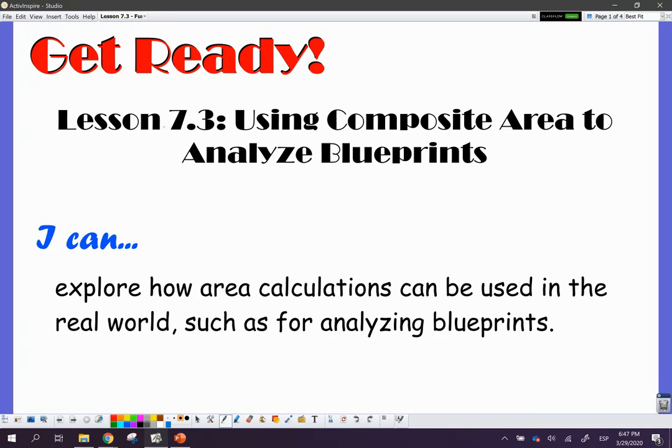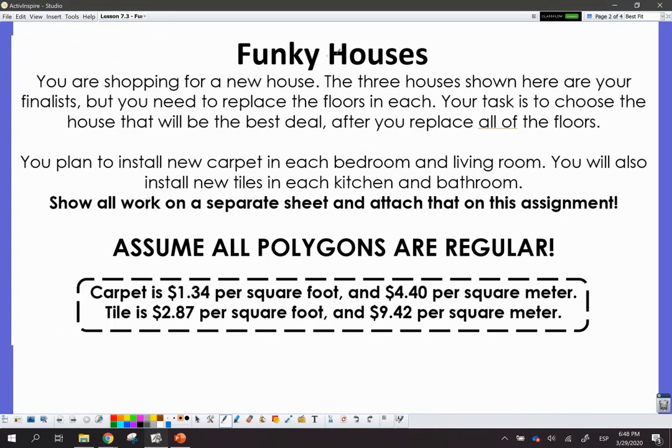So, if you're ready, let's start with our objective. I can explore how area calculations can be used in the real world, such as for analyzing blueprints. So, we're going to be doing this through an activity called Funky Houses.